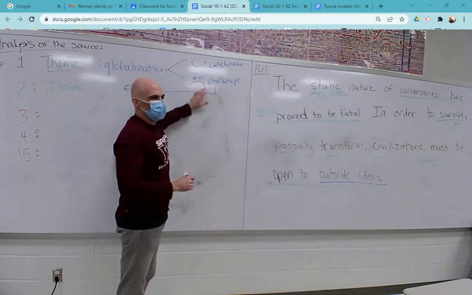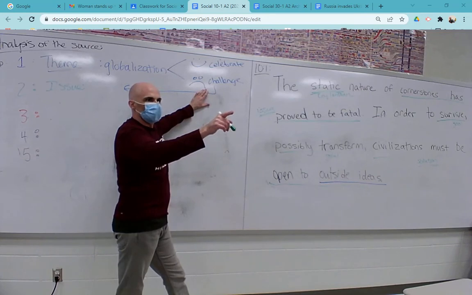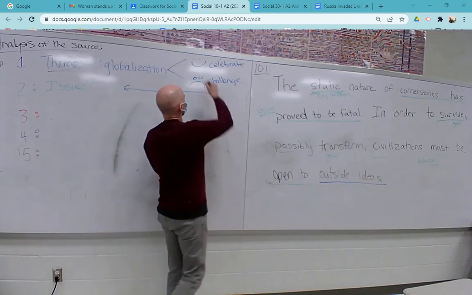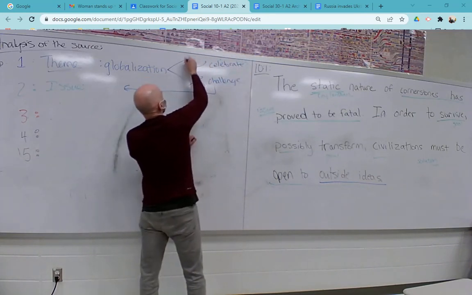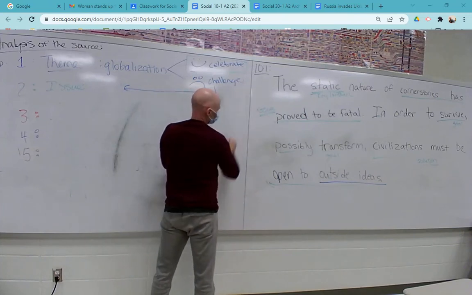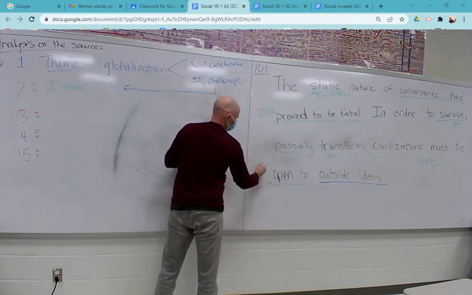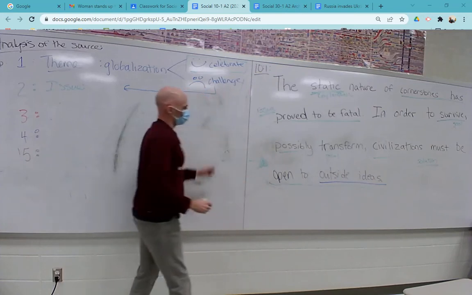Are we celebrating or challenging globalization? We're celebrating it in the sense that if we participate in outside ideas, which is like interconnectedness, we'll be able to evolve and transform and survive.